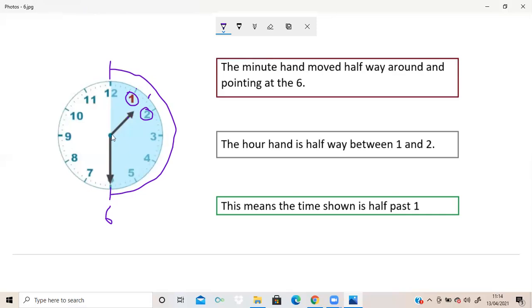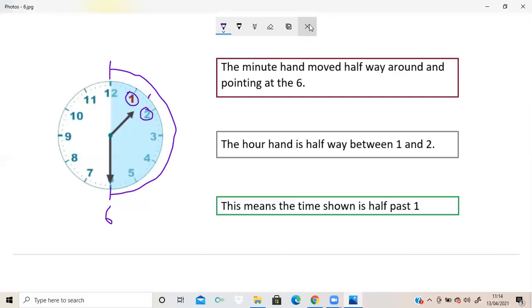So please try to remember: if the minute hand is pointing at 6 and the hour hand is between two numbers, 1 and 2, that means it is 1:30.